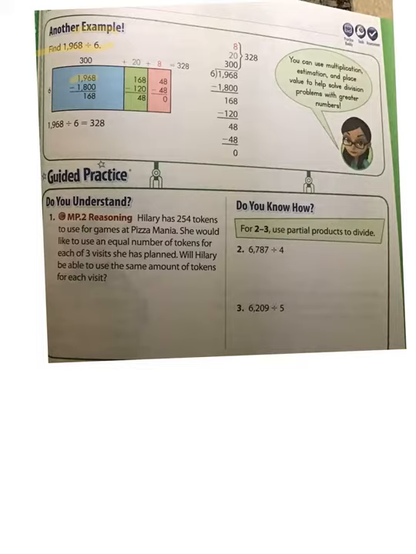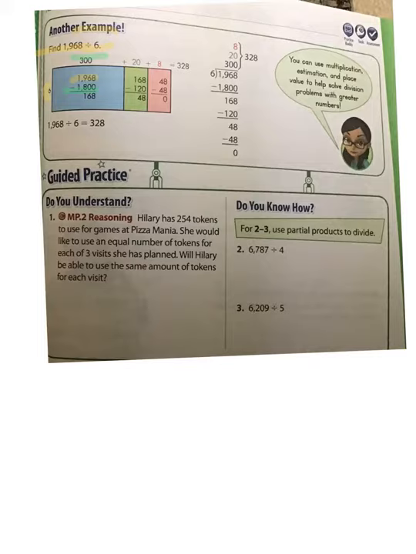1,968. On the side, we have our 6. We want to find out how many hundreds go into 1,968. Well, I know 6 times 100 is 600. 6 times 200 would be 1,200. 6 times 300 would be 1,800. And that would be as many as we could go because 6 times 400 would be 2,400. That would be too many.